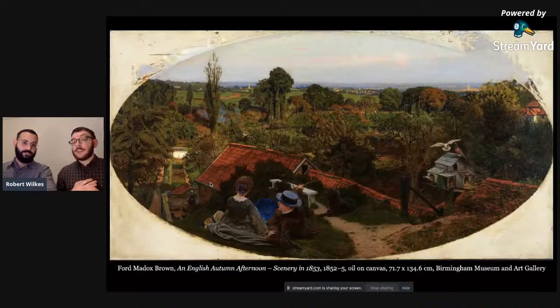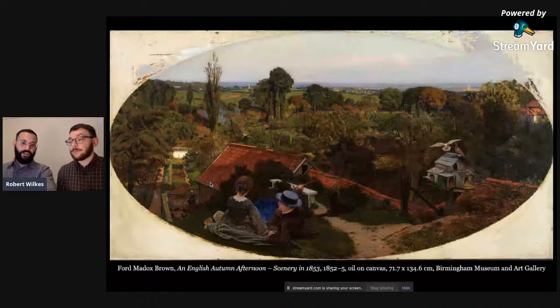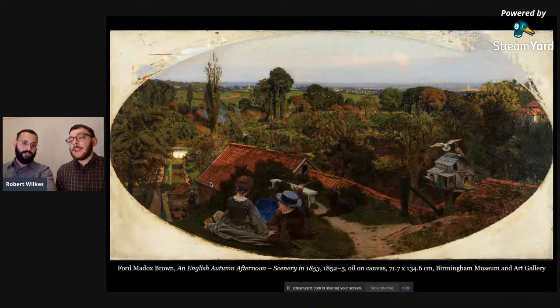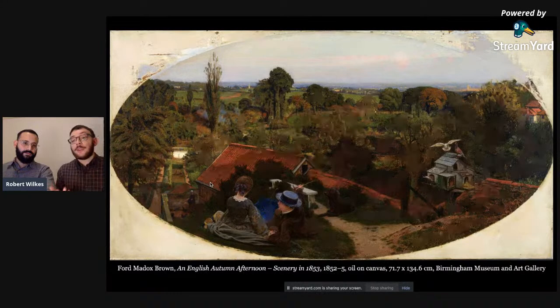And in fact, John Ruskin, when he saw the painting in 1855, he asked Brown, "What made you take such a very ugly subject?" And Brown said, "Because it lay out of a back window."